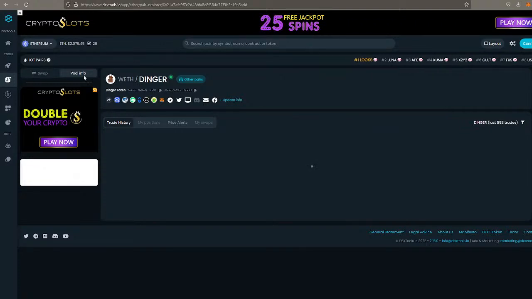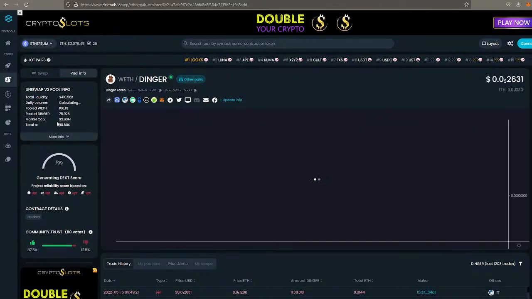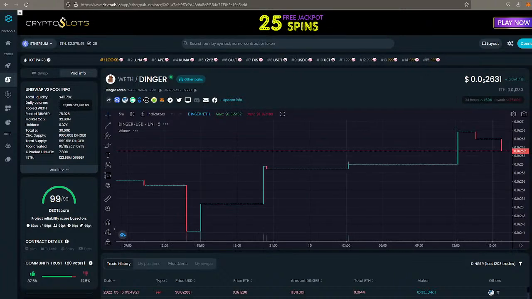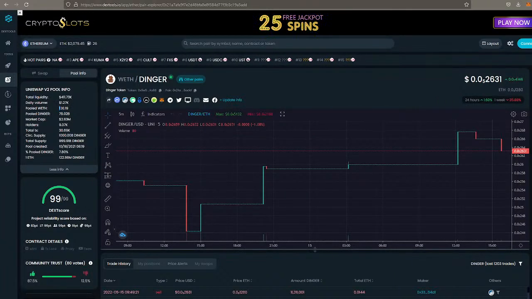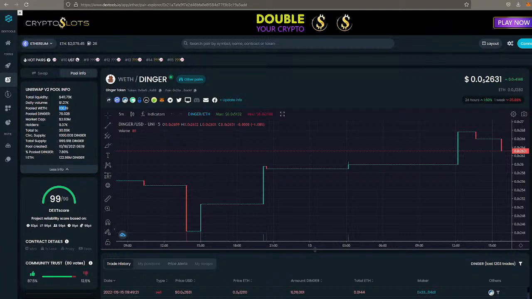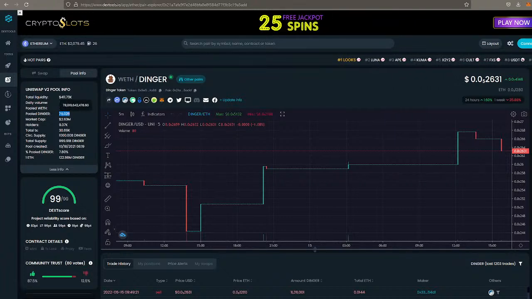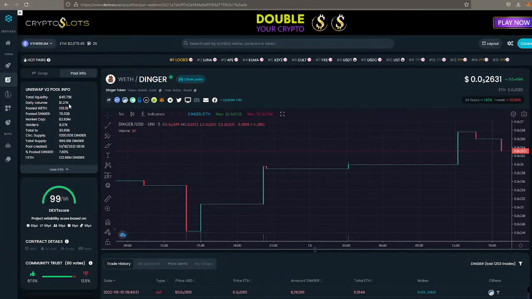So over here on the side, it's going to pop up the pool info in just a second. And we can see that 78 billion tokens with 100 Ethereum. So our liquidity is just the value of that Ethereum, which gives value to those tokens. There are currently about 78 billion Dinger tokens available on the market to be bought for Ethereum.